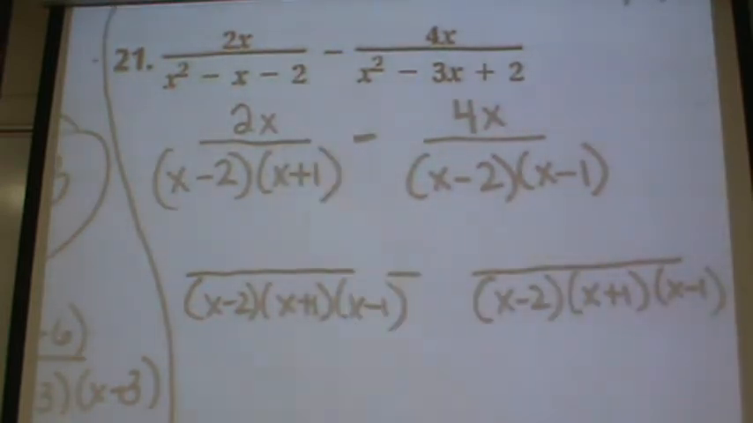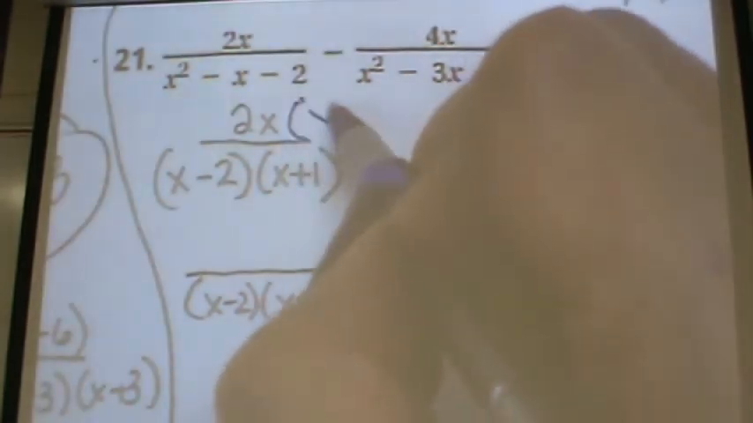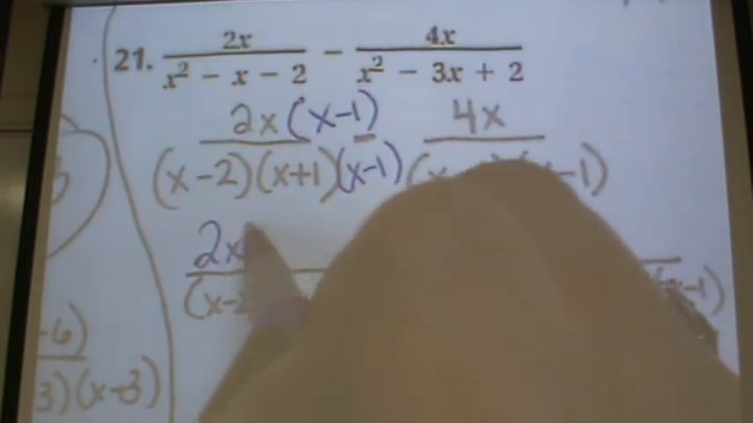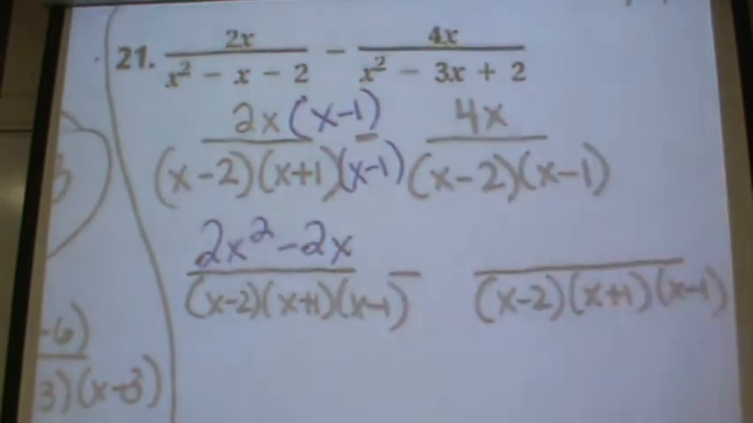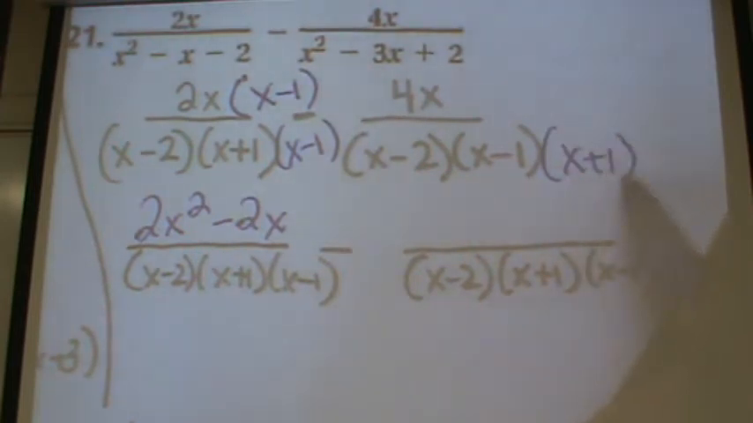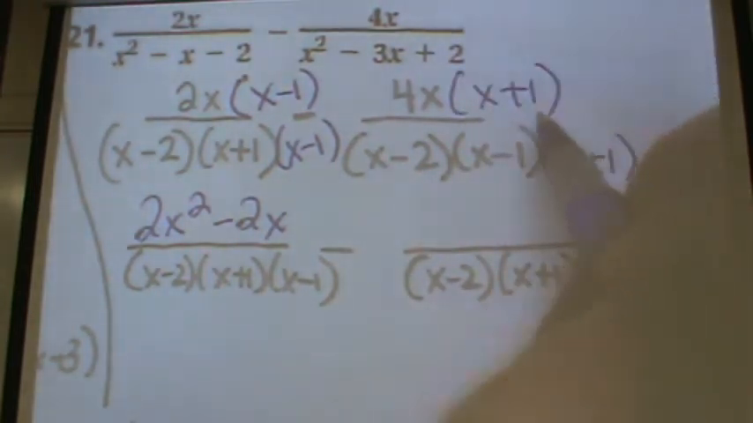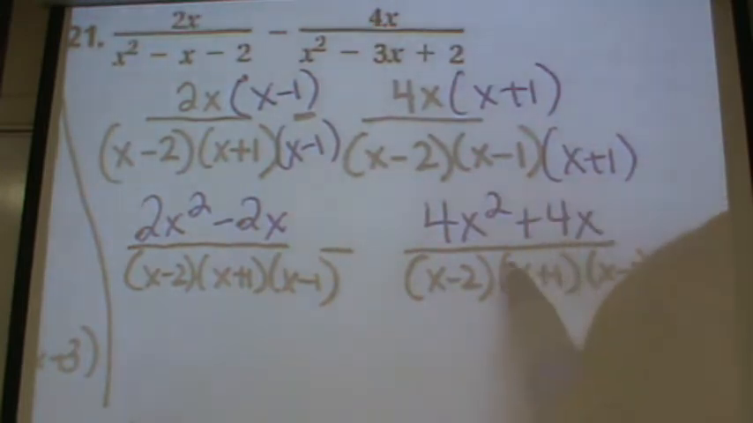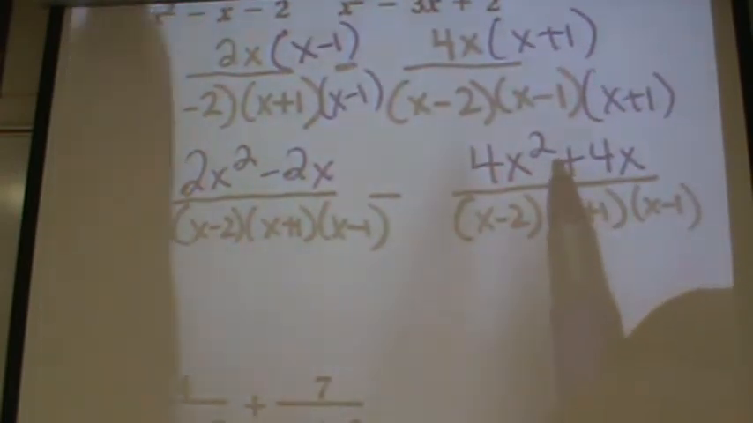So, this first fraction, what do we need? What's missing? x minus 1. You have 2x squared minus 1, so 2x squared minus 2x, good. And how about this one? x plus 1. So you have 4x squared plus 4x right now. But then when you distribute, what do you get?